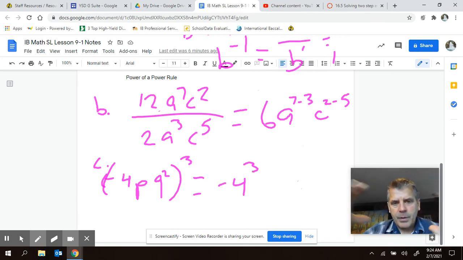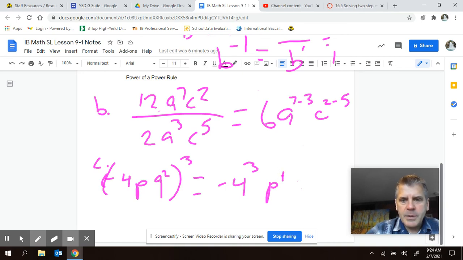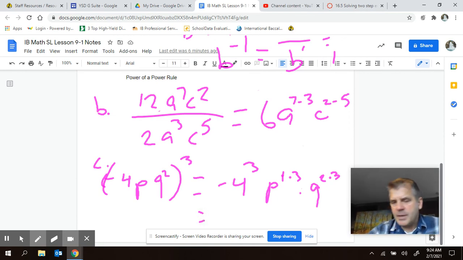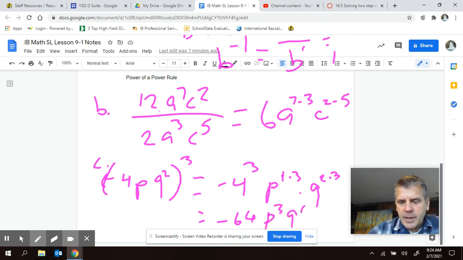But when you're all inside the parentheses, they're getting raised to a power of 3, even the numbers. So that would become p to the 1 times 3 times q to the 2 times 3. So that simplifies to this: -64 p cubed q to the 6th.